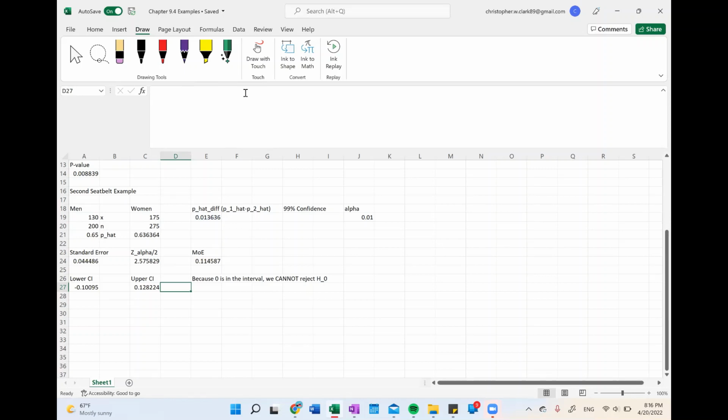Now again, 0 is in this, right? So remember, our null hypothesis is that P1 minus P2 is equal to 0. So we cannot reject the null hypothesis in this case, same as the earlier case. So this is how we could use a confidence interval to do our hypothesis testing.